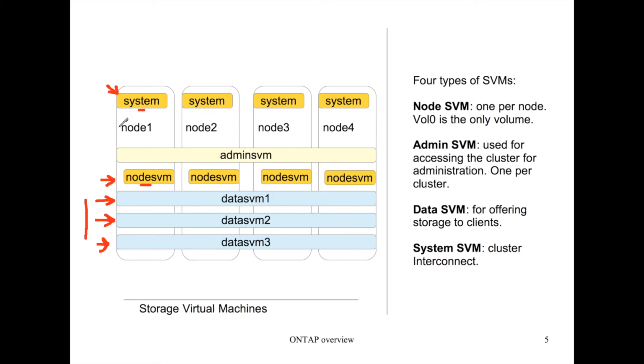And of course, we have something which is called the admin SVM. The administrative SVM is a management SVM for your cluster. This is the one you will connect to when you access your cluster as the admin user or as any other user that wants to administer the cluster. So to wrap it up, your node SVM is one per node, and vol0 is the only volume. Your admin SVM is one per cluster, and it's there to administer the cluster, so access the cluster shell. Then we have the data SVMs, that's for storage to clients, and we've got the system SVM, which is there for the cluster interconnect.